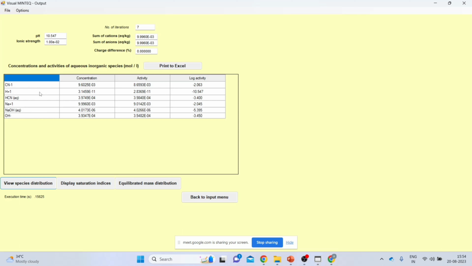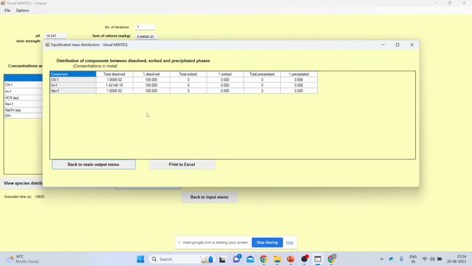So here we have taken the H plus and we can see that the concentration of H plus is very less. So we have ignored that. So it is a correct assumption. And we can also see that NaOH is also less than OH minus and CN minus. So it is also a correct assumption. And we can also see the equilibrated mass balance distribution. Here it shows the total dissolved, percentage dissolved, and these we will see in the subsequent week when there will be discussion about solids precipitation and all. So we'll go back to the main menu.